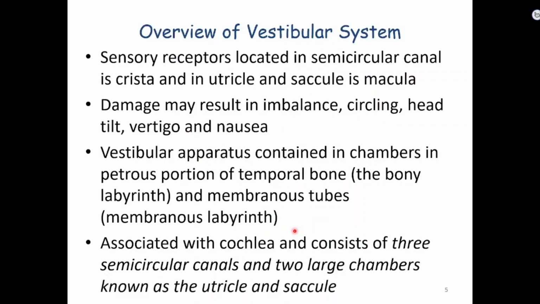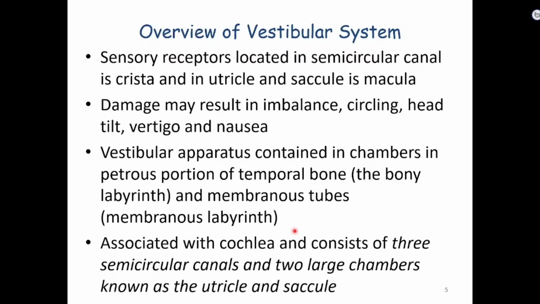The sensory receptors which are located in the semicircular canal: we said that the part of the semicircular duct which is opening into the utricle, before it opens, it dilates. It forms an ampulla. Within that ampulla, you have the sensory organ of the semicircular ducts or canals, and that is called crista or crista ampullaris. You can call it crista ampullaris because it is in the ampulla.